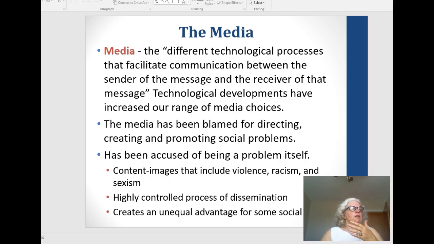And media has been accused of being a problem in itself. It contains images of racism, violence, sexism. You've looked at this in one of your discussion boards as you started to explore some of the influence of the media and how it's changed over time.